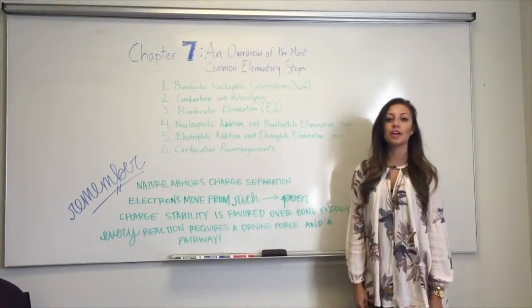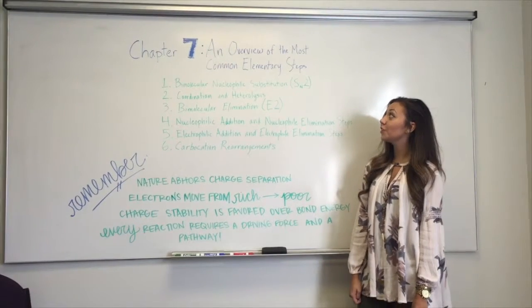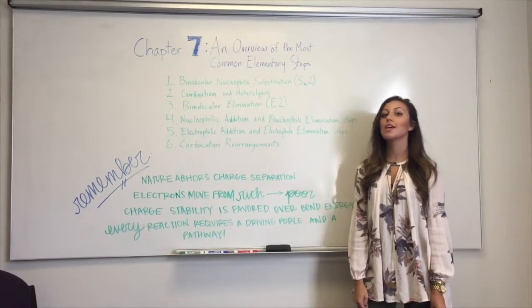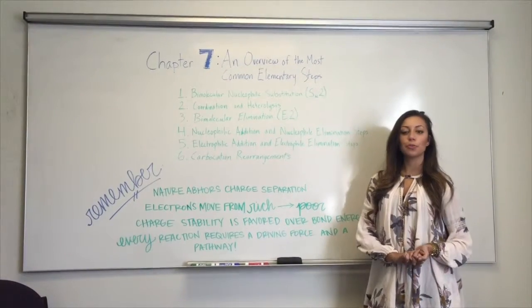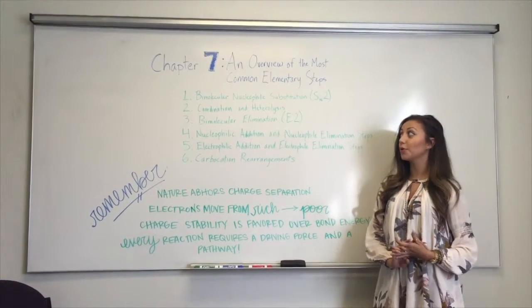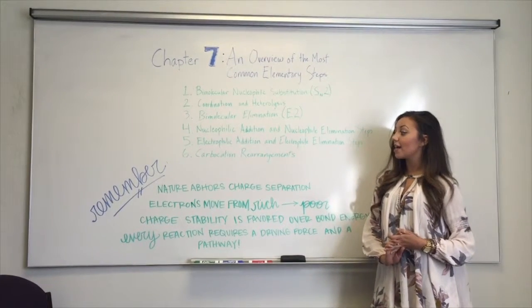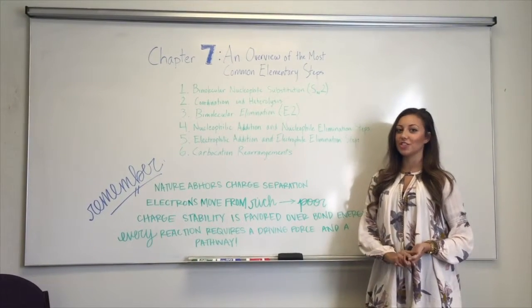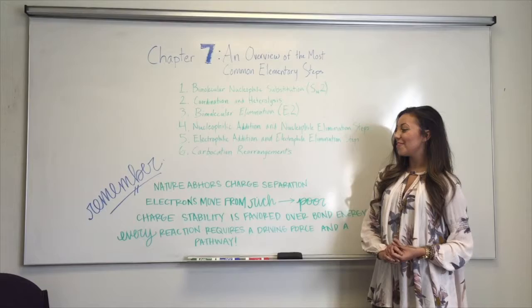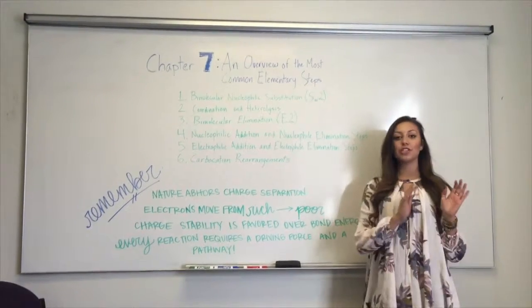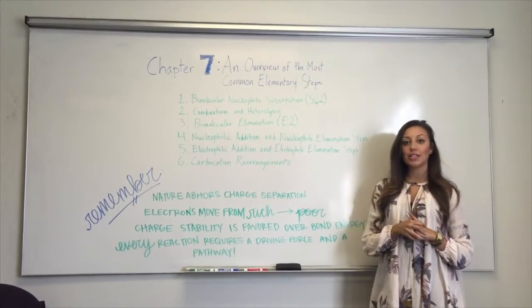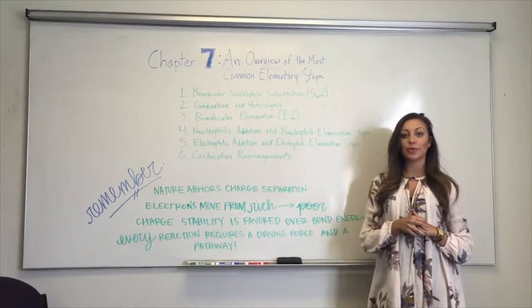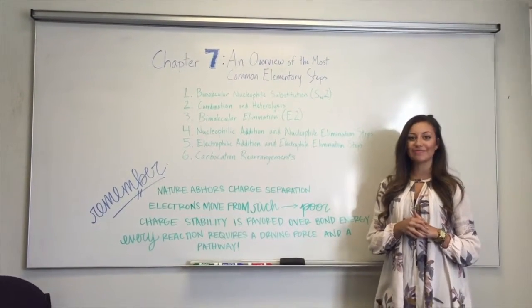This week we're going to zoom in on Chapter 7 and look at an overview of the most common elementary steps. These steps combine to make up every reaction in everyday life. And the four most important things we need to remember as we go through each of these elementary steps is that nature avoids charge separation, just like Dr. Cabot always says. Electrons move from electron-rich areas to electron-poor areas. Charge stability is favored over bond energy, and every reaction requires a driving force and a pathway.